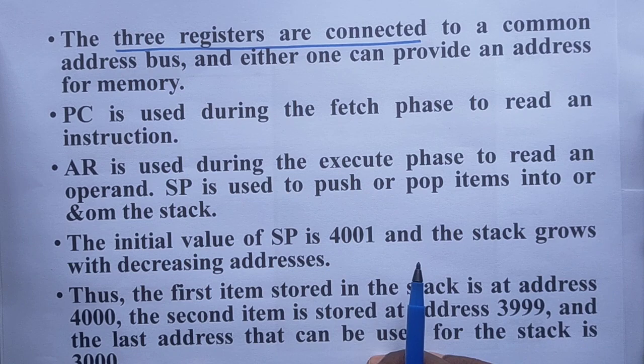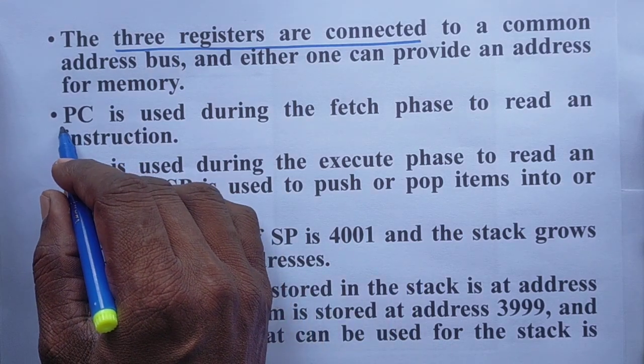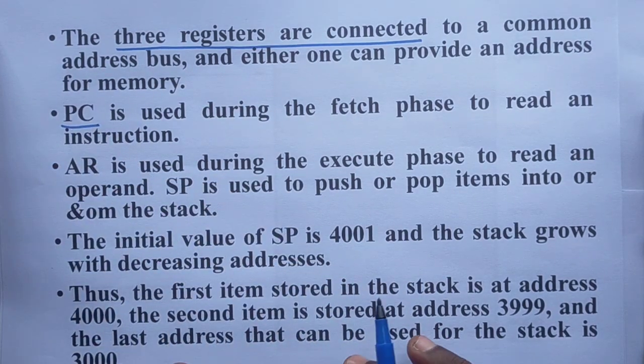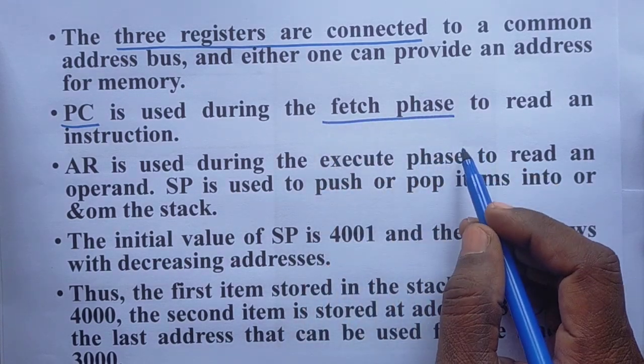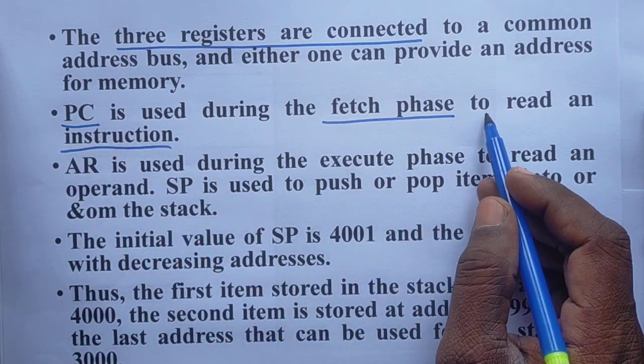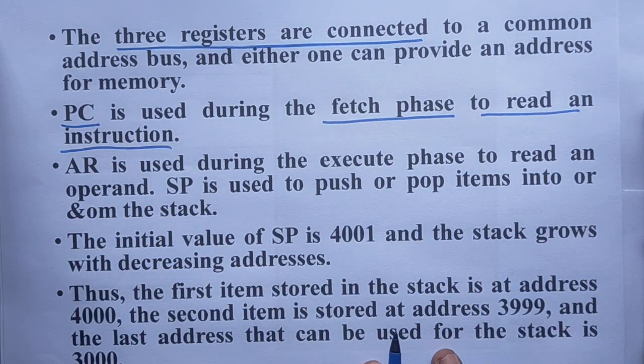And I have already told, if you go through the first part, the program part, that the PC is used to identify a particular program or a particular instruction. Initially, the PC is used during the fetch to read an instruction. The role of the PC in the fetch phase is just to assign the instruction, starting from, suppose, instruction 1, 2, 3, any number of instructions.